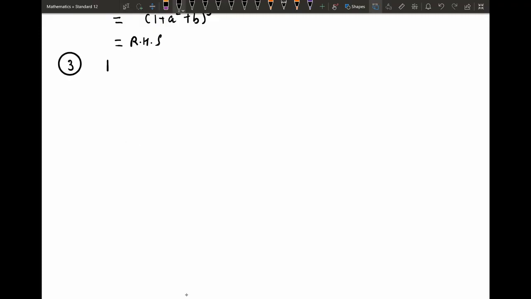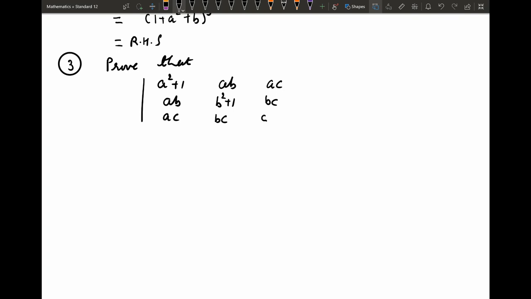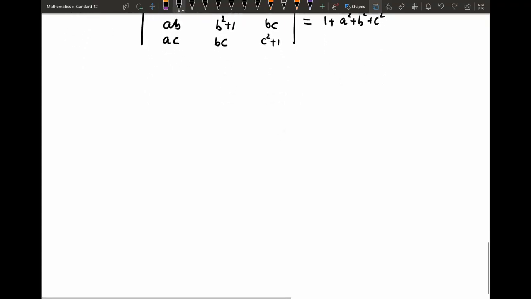Third example, prove that the determinant with rows a square plus 1, AB, AC; AB, b square plus 1, BC; AC, BC, and c square plus 1, equal to 1 plus a square plus b square plus c square.